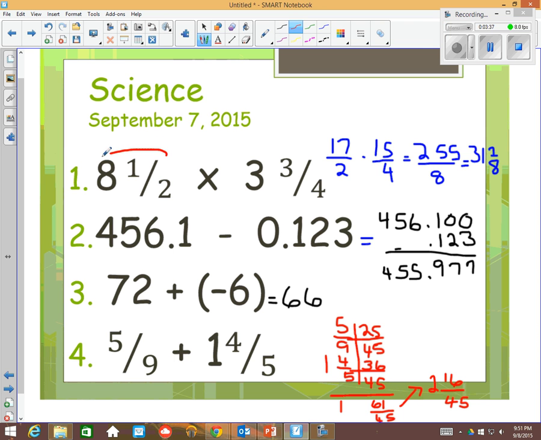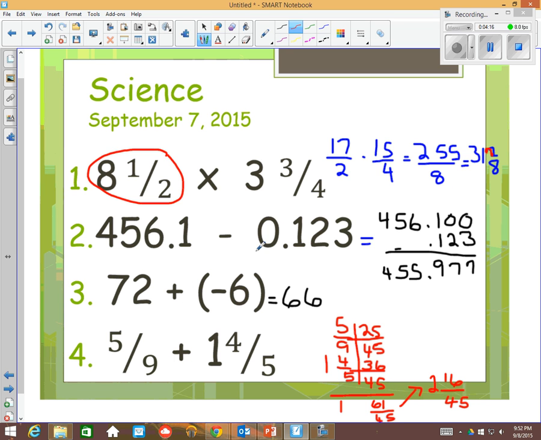Okay, science. You multiply. Remember, when you have a mixed number and multiply, you must change it to improper. So I changed it by multiplying 2 times 8 and adding a 1, gives 17 over 2. 3 times 4 is 12 plus the 3, 15 over 4. Then, since I can't cancel anything out, I multiply straight across, getting 255 over 8, divide 8 into it, ends up with 31 and 7/8. Looks like a 1, but this is a 7.